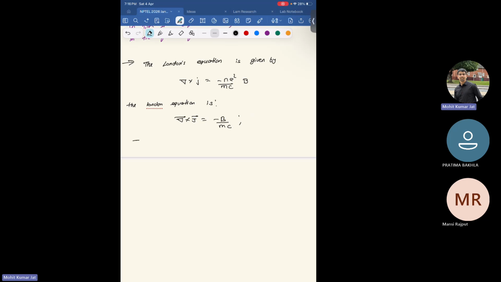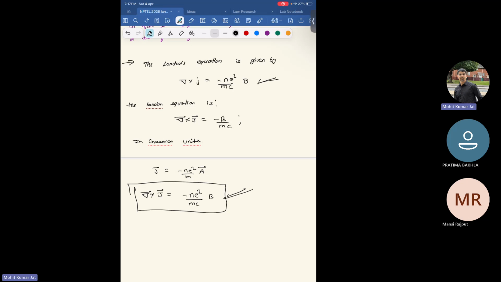So in Gaussian units, J is minus n e square by m times A. If you take the curl of J, that will be minus n e square by mc times B. So this does match with the given option. So this is true.